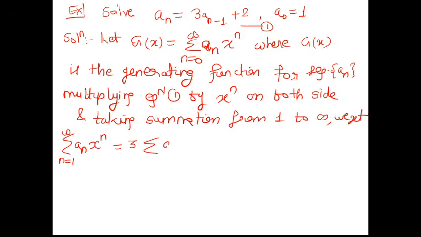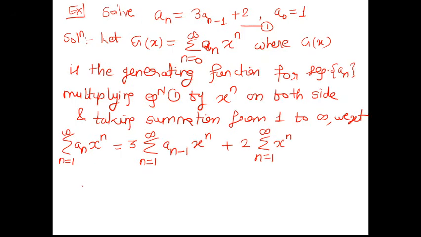So summation, then a_{n-1} x to the power n, n equal to 1 to infinity, plus 2 times summation. The 2 comes outside, then what is left? We'll multiply this by x raised to n, summation from 1 to infinity. This is how it is done.